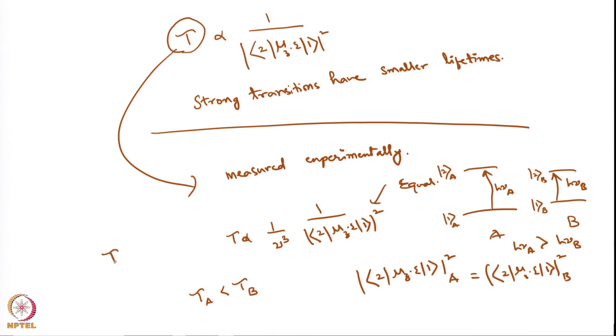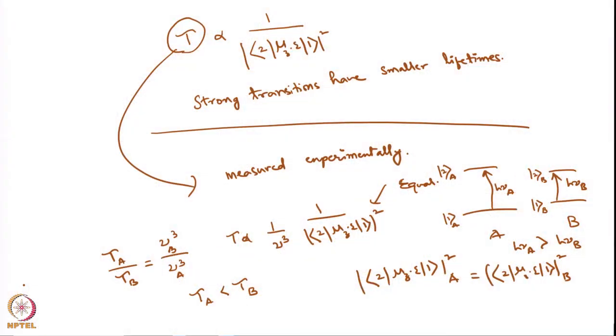And the ratio of tau A to tau B will be equal to nu B cube by nu A cube. That is only when these two transition dipoles are equal. Of course, if they are not equal, then it will be a complex mixture of the ratio of the transition dipole squares and the nu cube. So this is a way one can estimate. If tau can be experimentally measured, then depending on where you have excited, what the nu is, one can experimentally estimate the transition dipole.